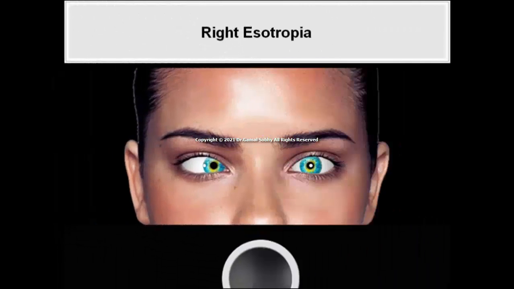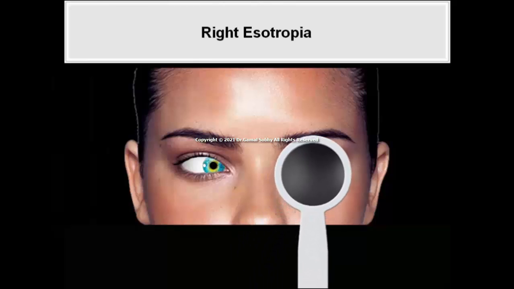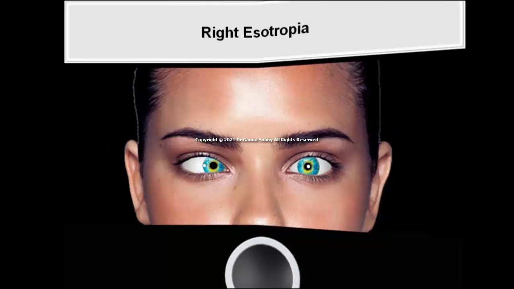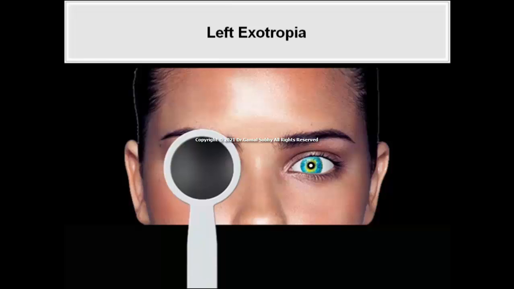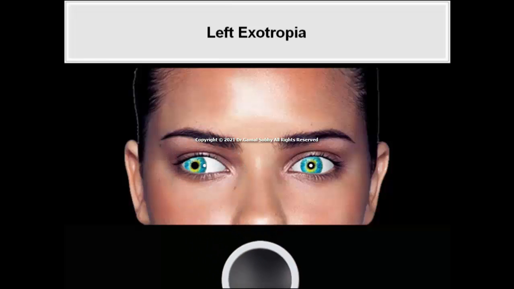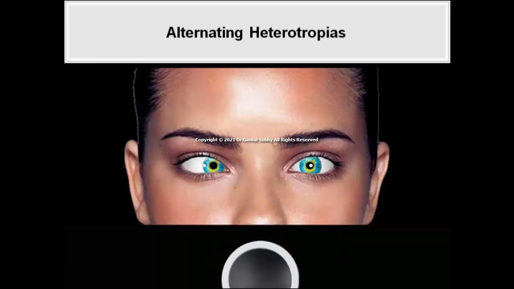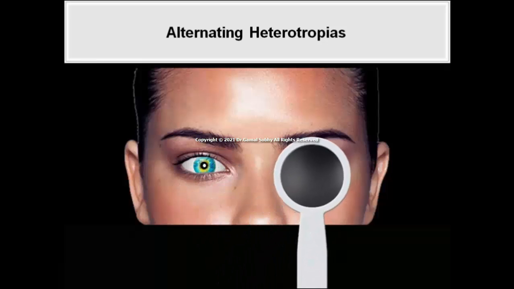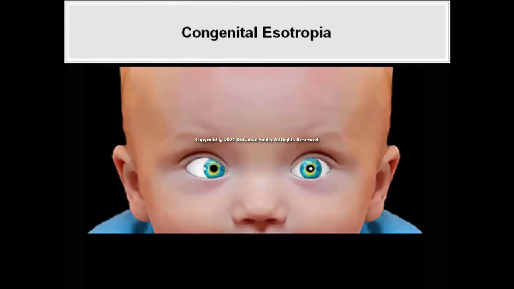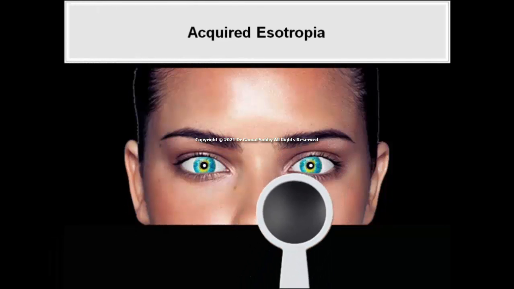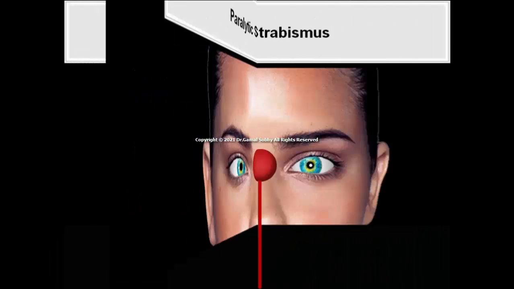Strabismus may occur in two forms. 1. Unilateral heterotropias, in which the patient habitually uses one eye for fixation, as in right esotropia or left exotropia. 2. Alternating heterotropias, in which the patient fixates with either eye. A deviation noted at birth or in the first months of life is termed congenital. If the deviation arises after that age, it is called acquired.